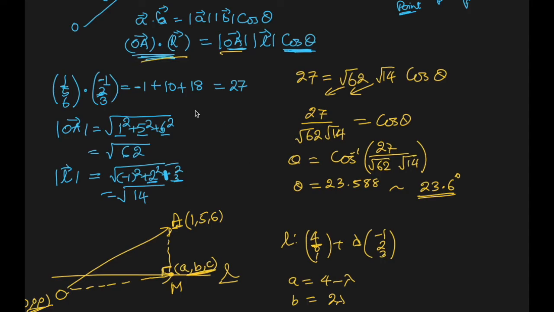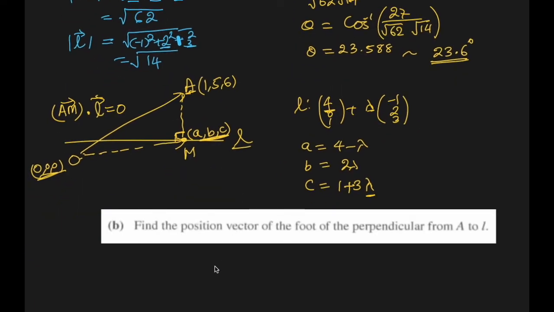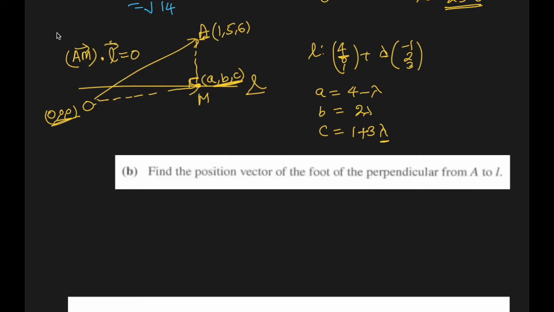So in this case, because we know that they are at 90 degrees to each other, their dot product will be 0. What I mean to say is this: AM, this vector, if I find the dot product with vector L, it will be 0, because cos 90 is 0 and they are perpendicular. It is given to us. So we will do that now. AM dot L is equal to 0. So we have to find AM first.